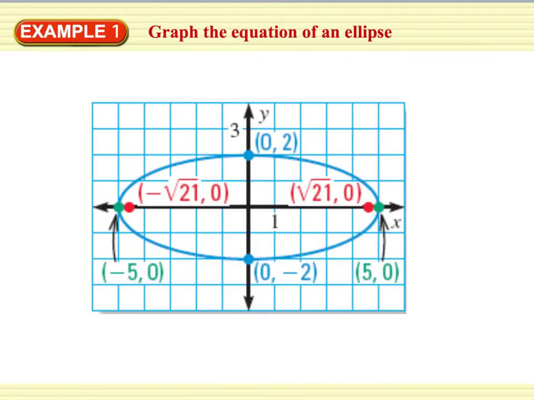So now by putting together all of this information, I end up with a graph that looks like this. I have my vertex here at negative 5, 0, another vertex at 5, 0. Then I have a co-vertex at 0, 2 and 0, negative 2. I have my two foci points, and I'm then able to go in and draw my ellipse.